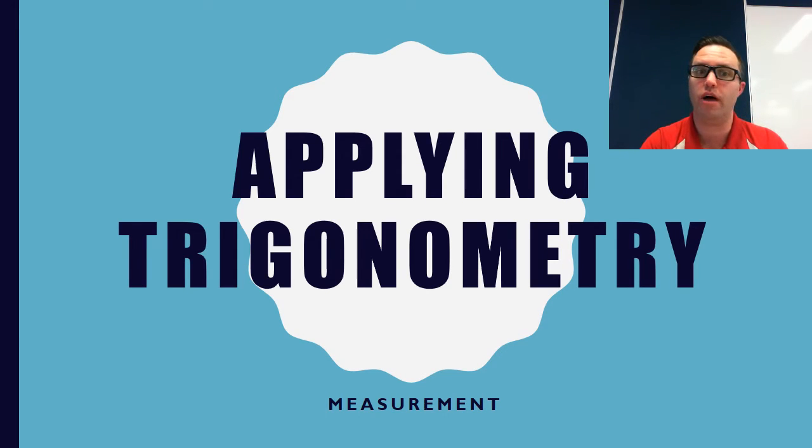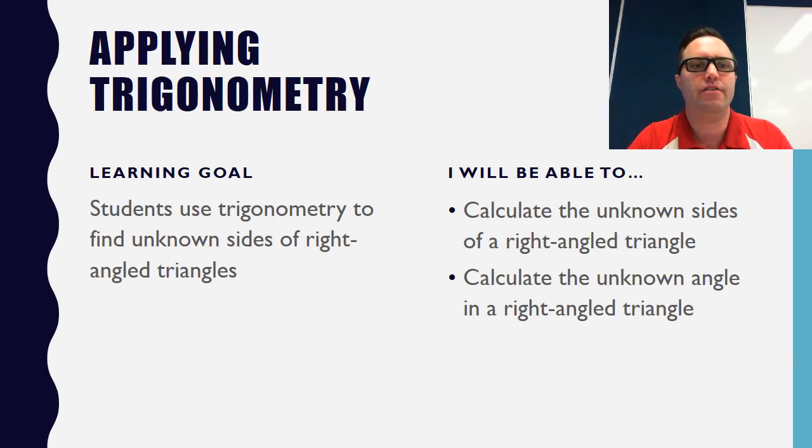Today we're going to be talking about applying trigonometry. Now, for this video, your learning goal is that you can use trigonometry to find unknown sides of right-angled triangles, okay? And at the end of this, you want to be able to calculate the unknown sides of a right-angled triangle and calculate the unknown angle in a right-angled triangle.